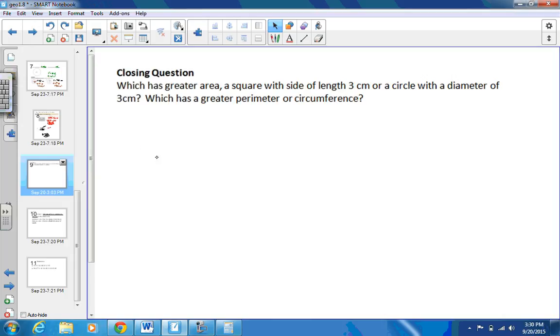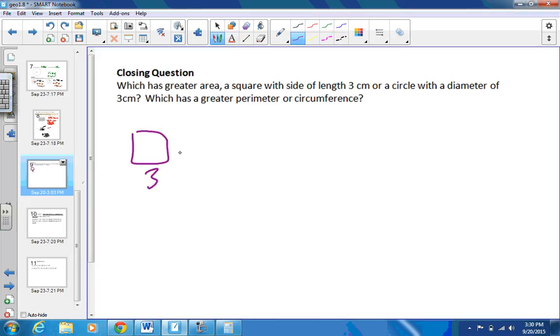Best way to do it for me is just to draw the picture. 3 by 3. The area is 9 centimeters squared. Perimeter would be 3, 6, 9, 12 centimeters.